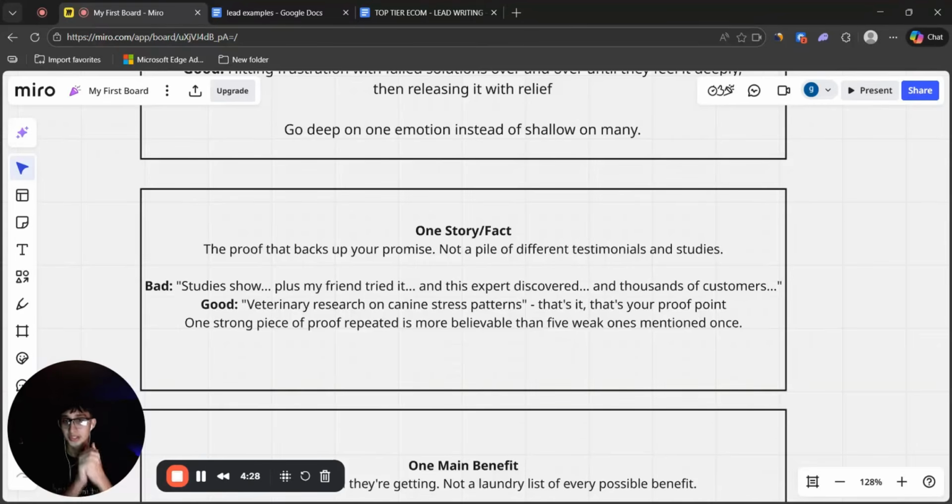The good example is veterinary research on canine stress patterns. That's it. That is your proof point. One strong piece of proof repeated is more believable than five weak ones mentioned once.